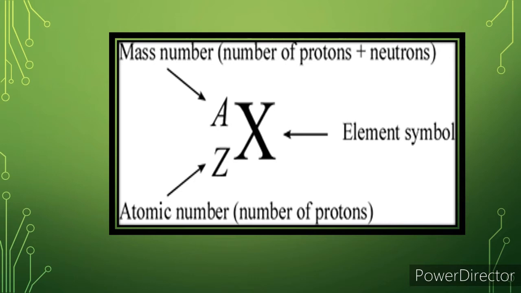It is represented as A and it is written as a superscript. Now, what is Z? That is the atomic number, which is given by the number of protons, written as a subscript. So this is the representation of one atom of an element where the mass number and the atomic number are represented like this. A represents mass number, Z represents the atomic number.